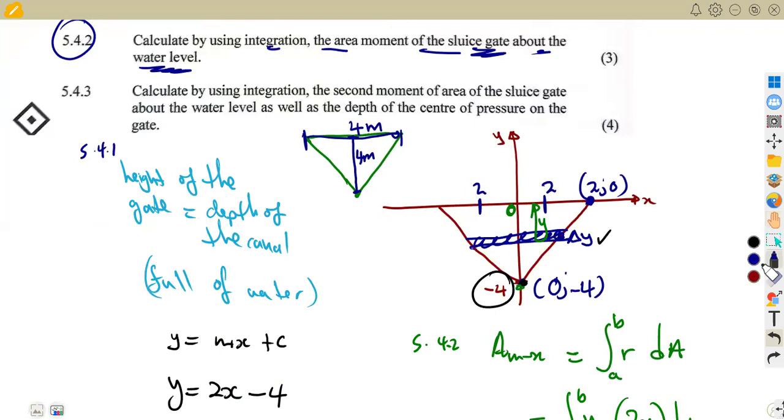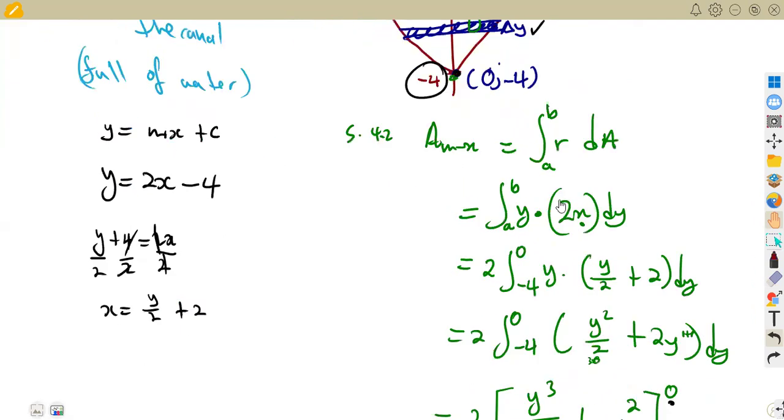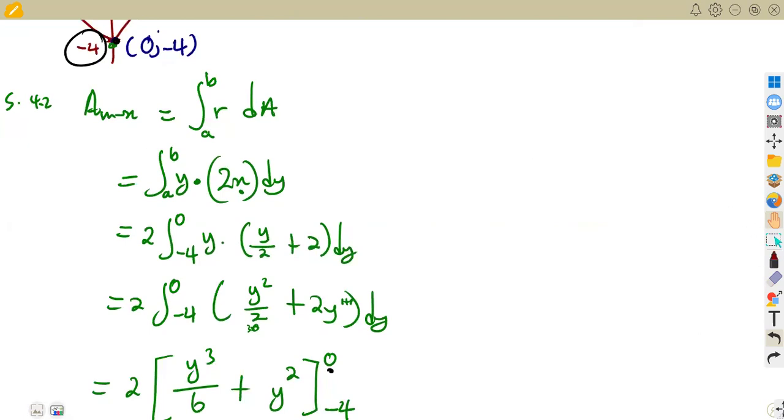Now they need us on 5.43, calculate by using integration. Again, that's the whole part, integration. All right, but what we need now, the second moment of area, right, of the sluice gate, about the water level, as well as the depth of the center of pressure of the gate. All right, so we've got two things there. Second area moment, as we know that our second area moment is simply taken from our area moment formula, just that we have to square this.